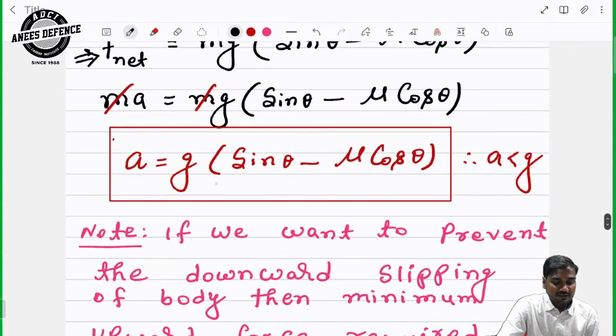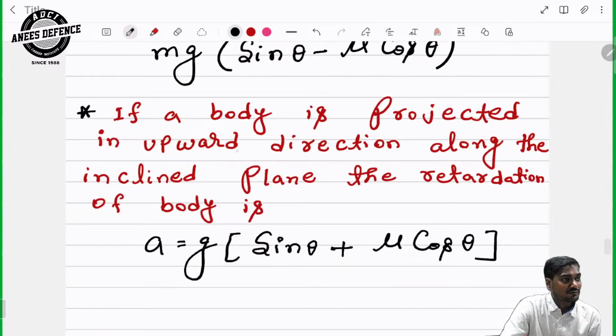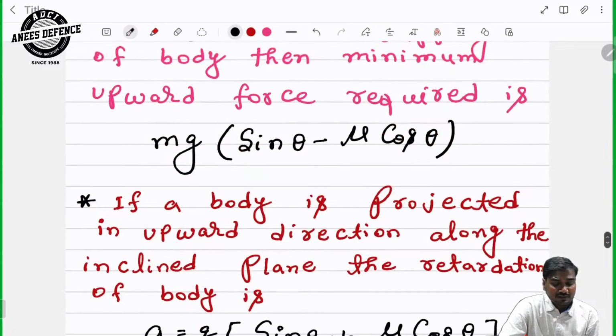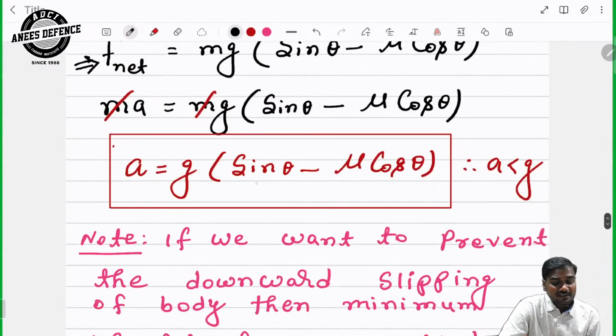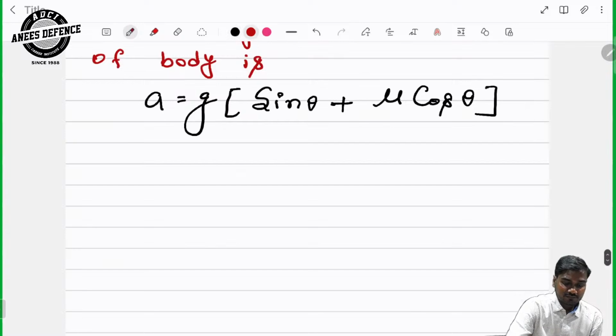You tell me, in the downward case, what sign is coming here? Minus. So what is the question? If a body is projected upward, in which direction are you projecting the body? In the upward direction along the inclined plane. So there will be retardation. In place of acceleration, there will be retardation. So in case of retardation, the sign will change. Here you were getting g into sin theta minus mu cos theta, so now you will get g into sin theta plus mu cos theta. Write down a question.